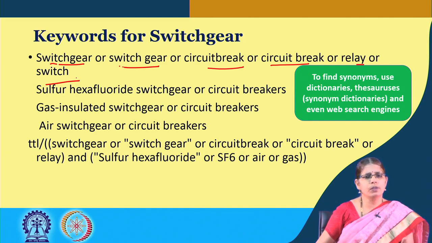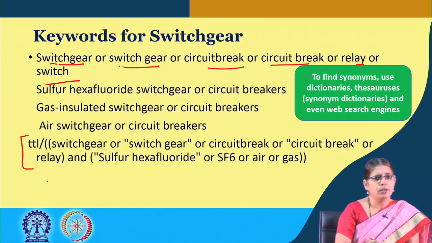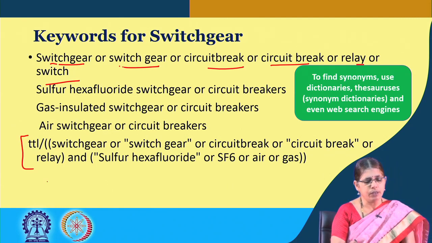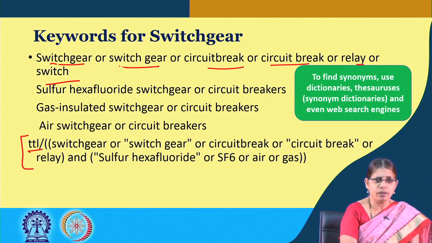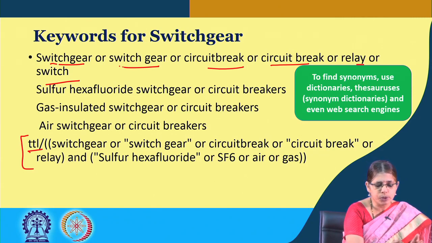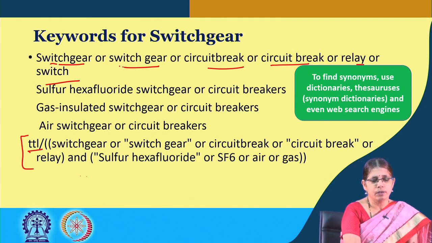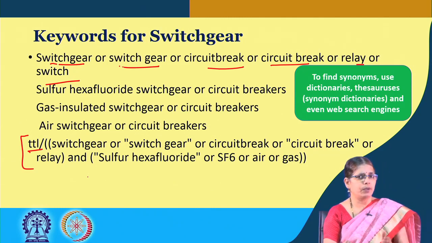So, you can have something which is a specific type of switchgear, or you can have a very generic term like an air switchgear, all of this. So, what do you do? You create a nested term and then look for a search. For instance, this is one example of a string that is prepared. TTL is the abbreviation for title. In one particular instance, you are taking switchgear itself as a normal word, that is switchgear with a gap, circuit breaker, and then you are looking at the interventions of it either with sulfur hexafluoride, SF6, or air or gas.